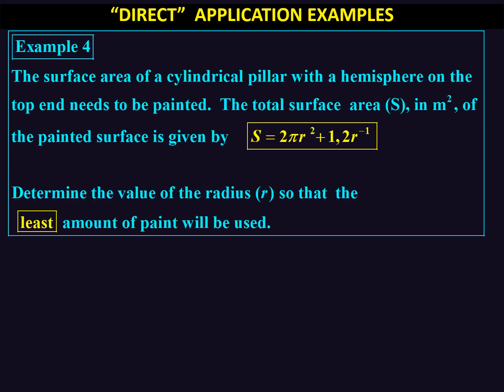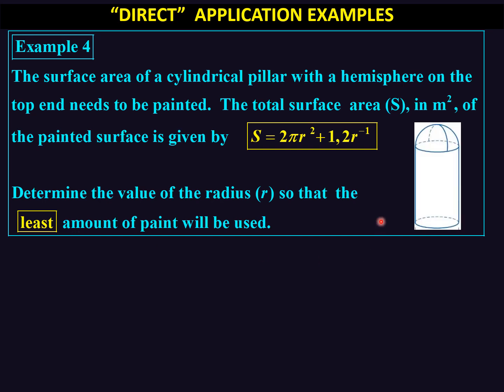Let's look at the last direct application example. We have the surface area of a cylindrical pillar with a hemisphere on the top end that needs to be painted. The total surface area in meters squared is given by this, so again we are given an objective function. Determine the value of the radius so that the least amount, in other words the lowest amount, or minimum amount, of paint is needed. Can you visualize that situation? You can see there's a cylinder with a hemisphere, half a sphere, on top, and they both have the same radii.